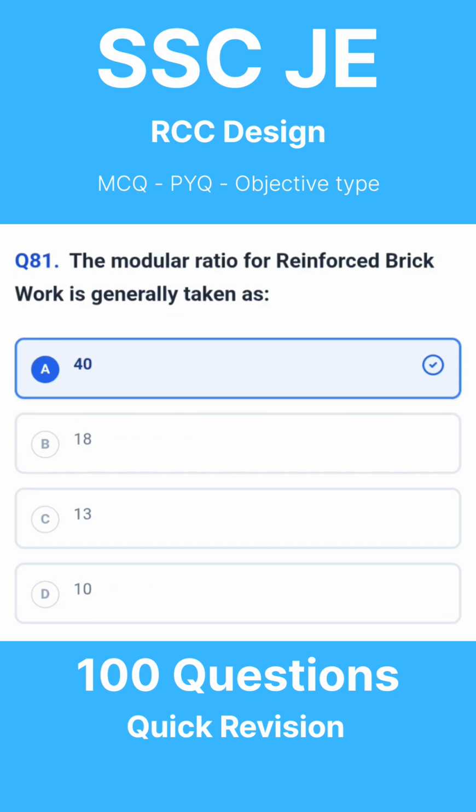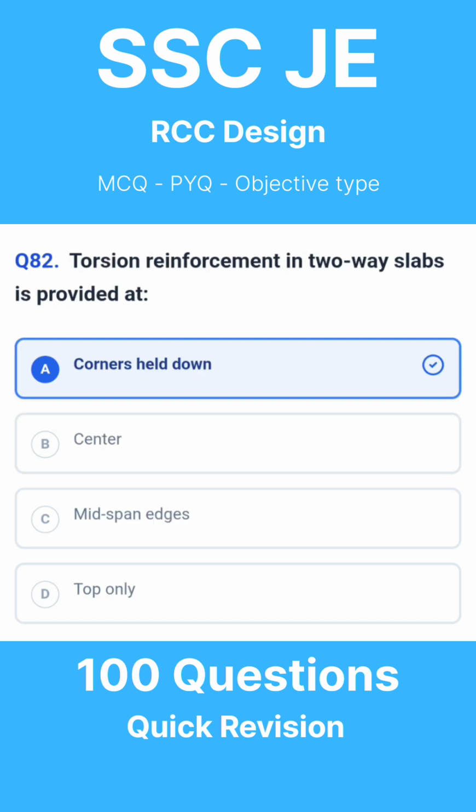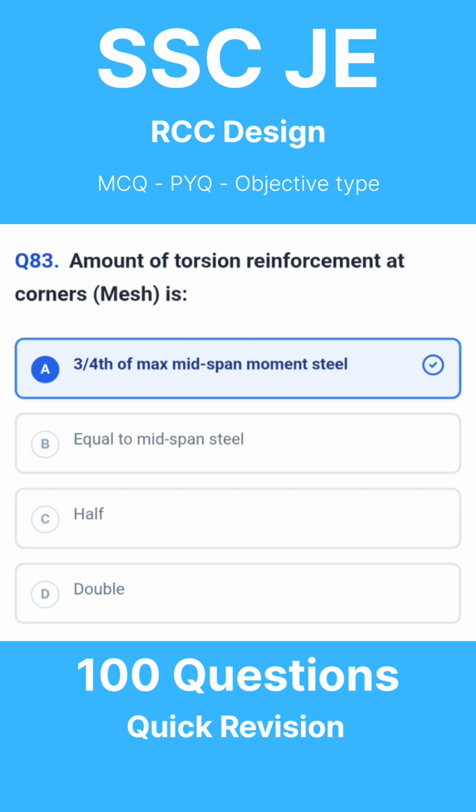Question 81. The modular ratio for reinforced brickwork is generally taken as. The correct answer is 40. Question 82. Torsion reinforcement in two-way slabs is provided at. The correct answer is corners held down. Question 83. Amount of torsion reinforcement at corners mesh is. The correct answer is 3 divided by 4 of max mid-span moment steel.